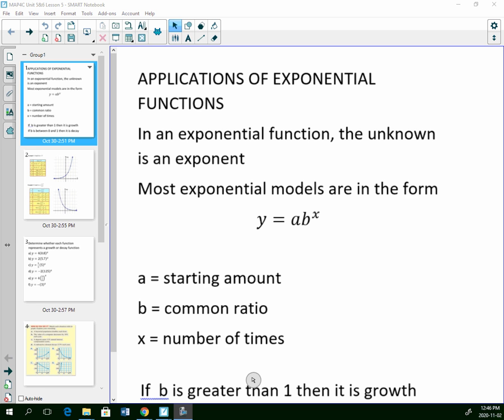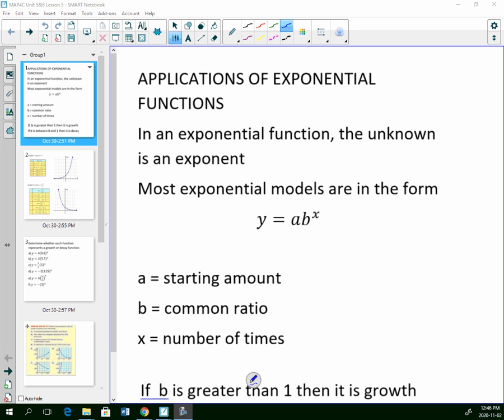All right, so applications of exponential functions. The models, word problems that we're going to be looking at, they all have the same formula or model. Whenever you have an exponential function, you will always be in the form y equals ab to the x. So what does that mean?